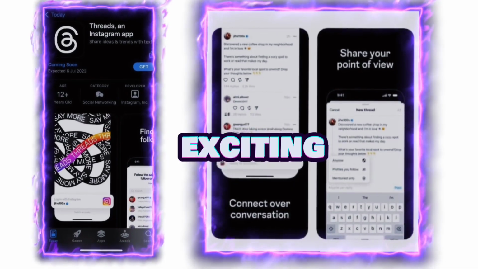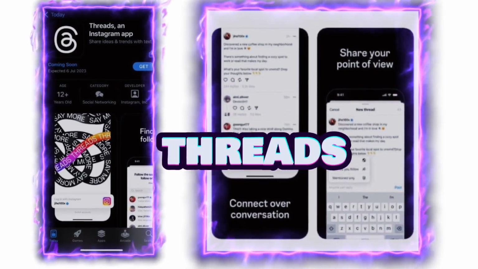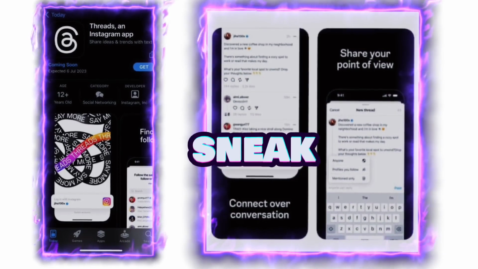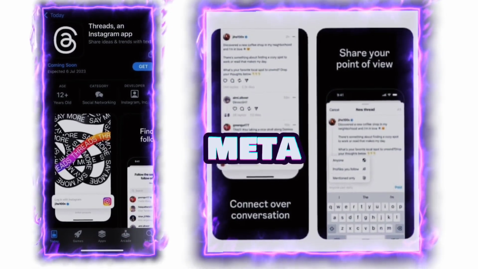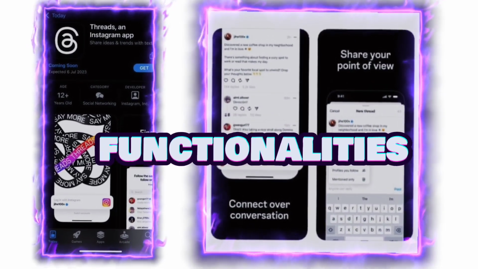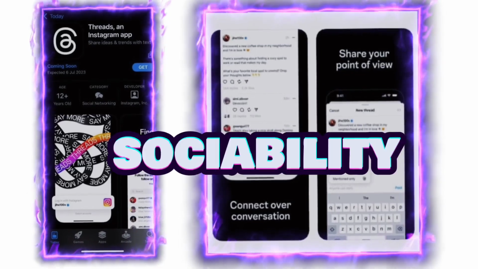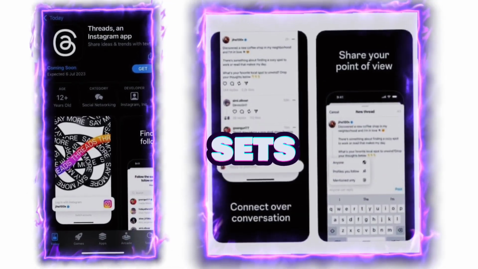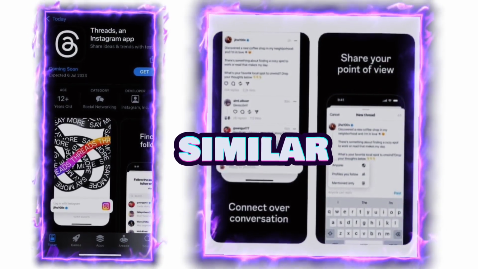Today we have an exciting topic to discuss: Instagram Threads. Recently, a leaked preview on the Google Play Store has given us a sneak peek into this new application from Meta. It aims to combine the functionalities of a messenger application with the sociability we all love about Instagram. So, what sets Instagram Threads apart from similar applications?